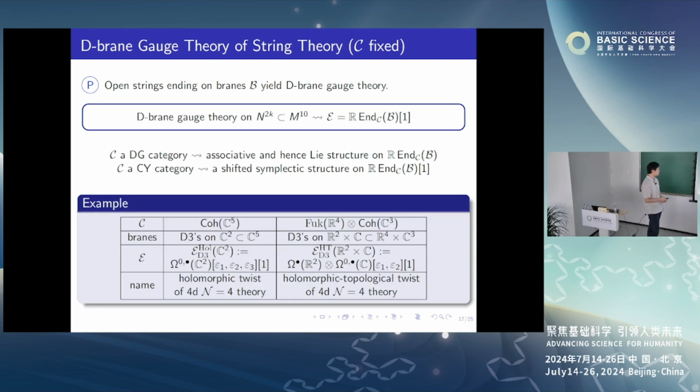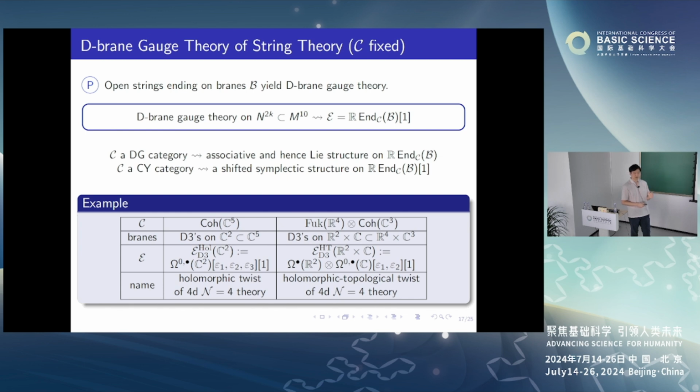In the example from the previous slide, I was thinking of this particular Calabi-Yau 5 category. You think of the D3 branes, which is again a 4-manifold, thinking of C^2, and here R^2 times C, like this. You can just compute this self-endomorphism to obtain something. And if you're a physicist, of course, you should expect 4D N=4 theory. But I'm claiming that if you just compute, this is a result which you may not recognize, but the claim is that you obtain certain twists of 4D N=4.